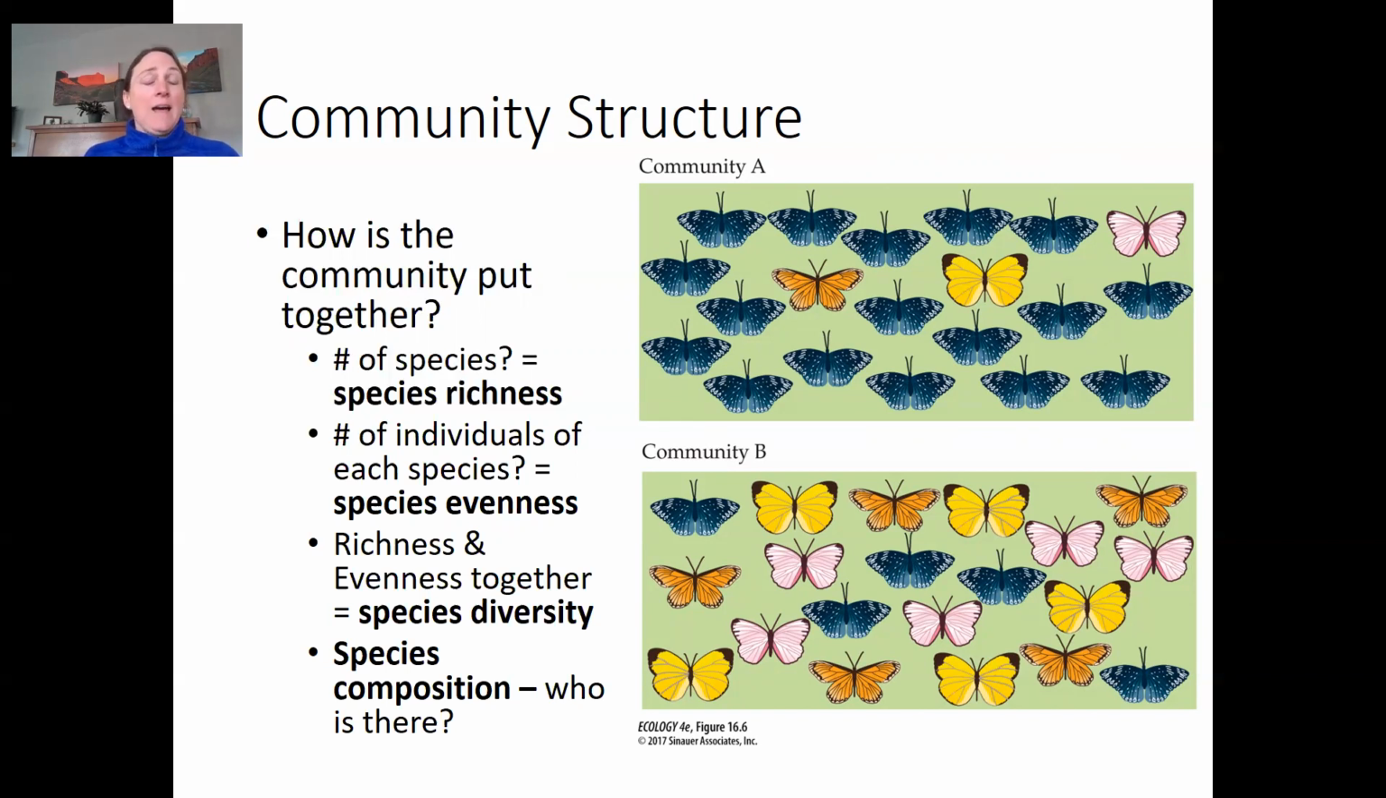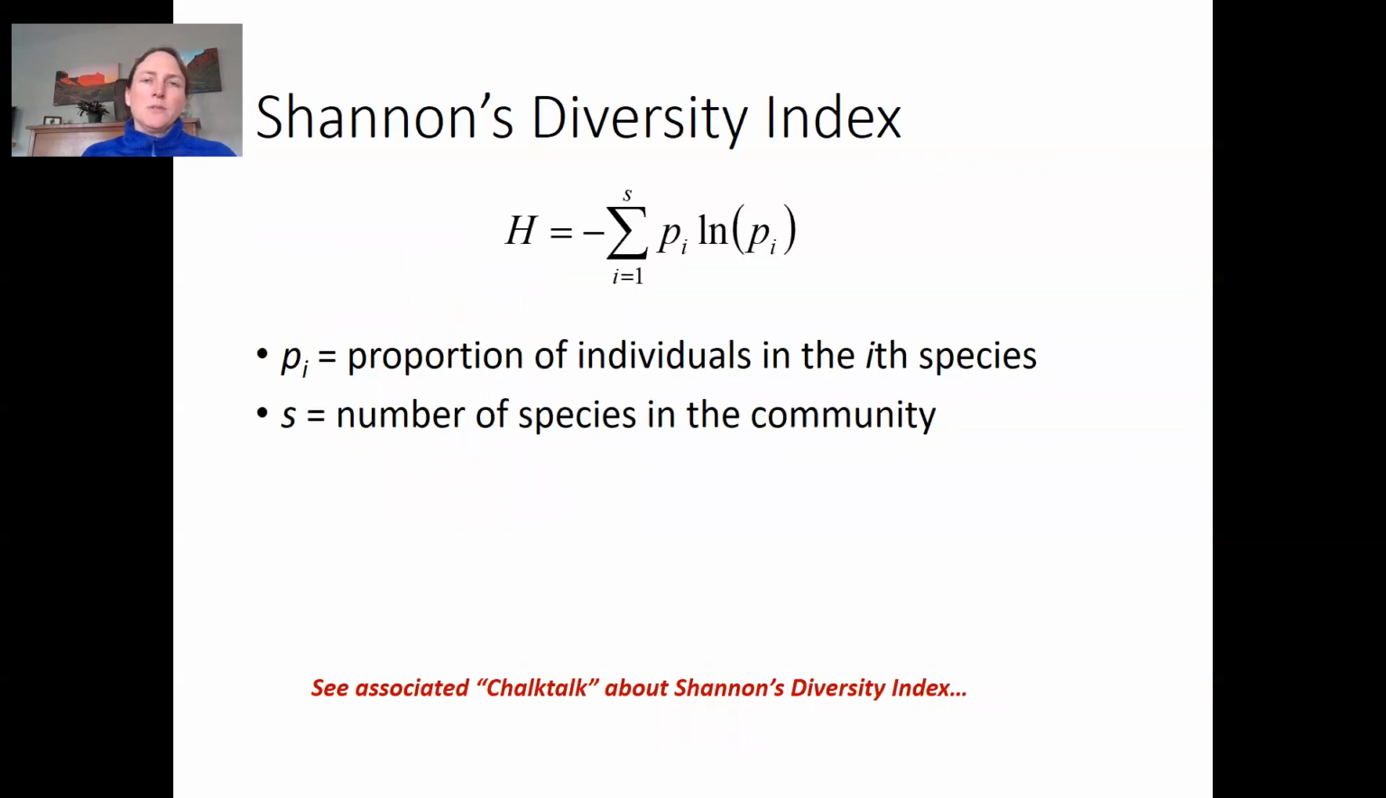And so we're going to figure out how to measure diversity in this week's lectures. And we're also going to try to understand a little bit about species composition. So who is there and what do they do? Here we're going to walk through real briefly Shannon's diversity index. There's a Chalk Talk lecture that walks you through how to do these calculations.